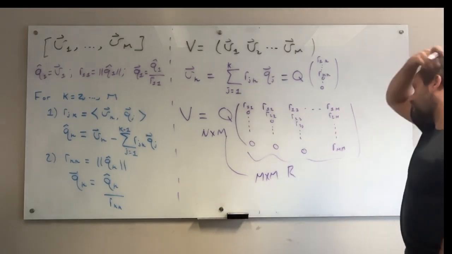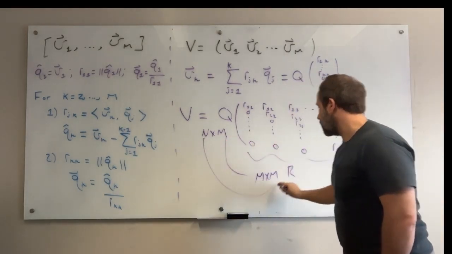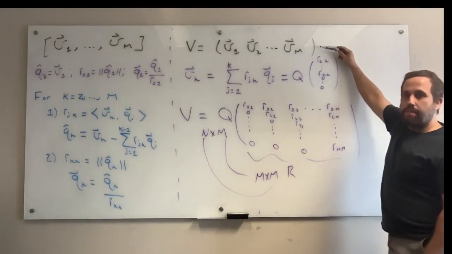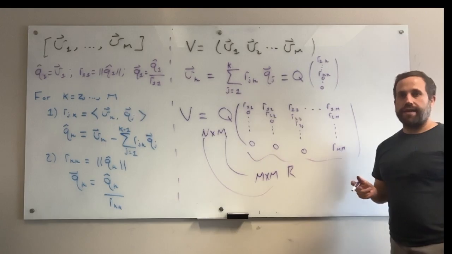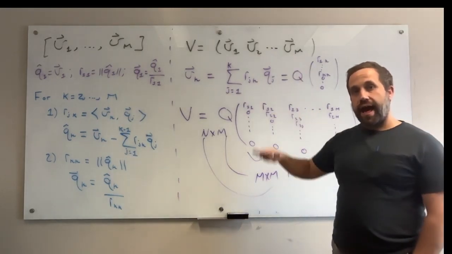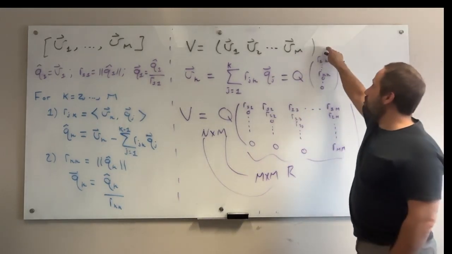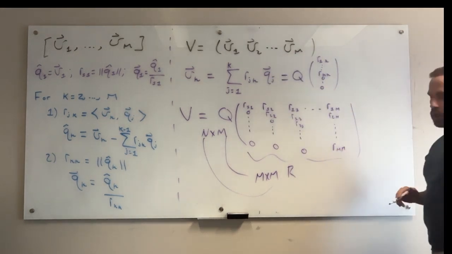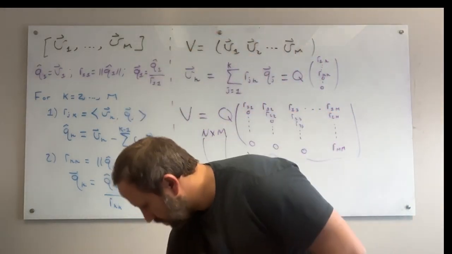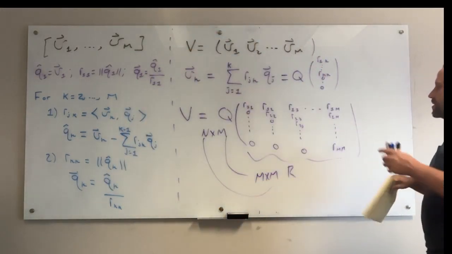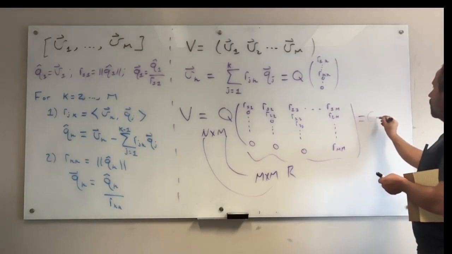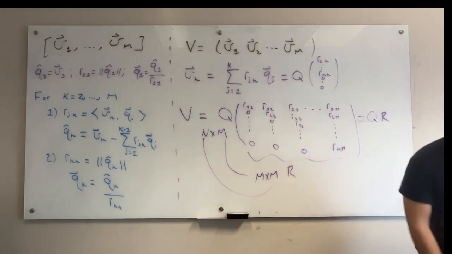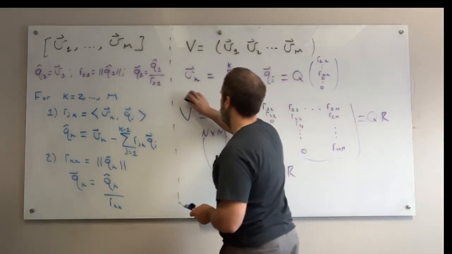So this tells us this product is well defined, and the dimensions are going to be n by m. V here is an n by m matrix because all of these vectors are in n-dimensional space, and so they have n entries in them. So there are n rows and there are m columns. And so this is exactly what it should be. Okay, so this is the Gram-Schmidt process, and this right here is called the QR factorization of the matrix V.